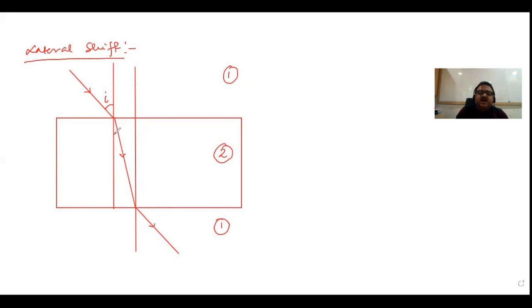So this is I, this is R. And since this is a rectangular glass plate, that means these two sides are parallel. Obviously, these normals are also parallel. So if this is R, we can write this also R. And this, what is E? E is called angle of emergence. Okay. That means the angle with which light is emerging. Correct? Emerging.